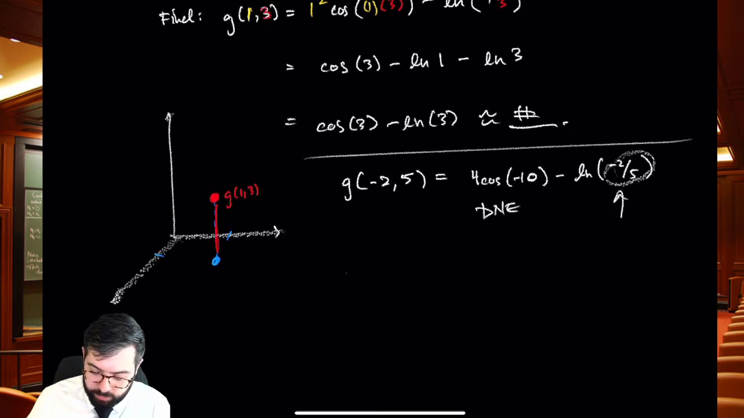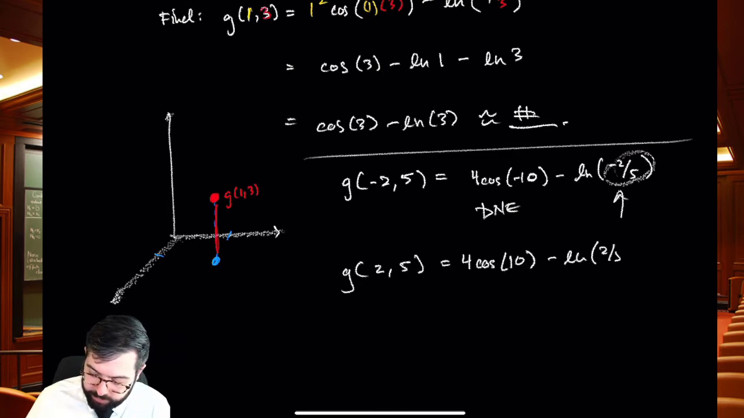But if we switch this up and said, all right, instead of at -2, 5, that's clearly not in the domain. At 2, 5, then we can fix that problem. This becomes 4 cos 10 minus ln of 2/5. This is surely in the domain, right?